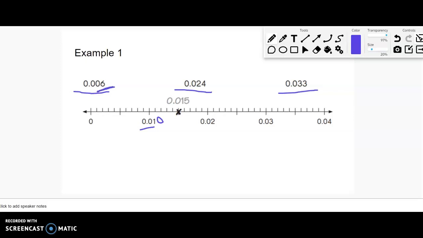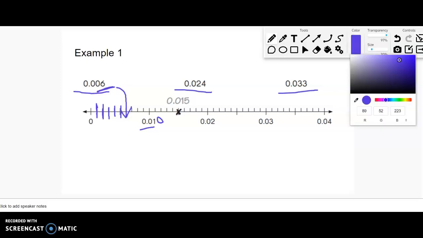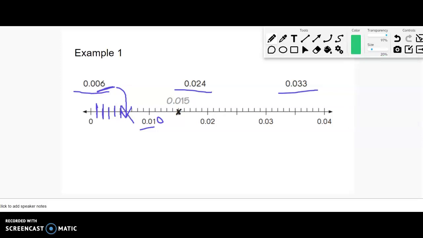So 100th or 10 thousandths. So if I have 6 thousandths, well, this is 1 thousandth, 2, 3, 4, 5. 6 thousandths would go right there. I'll mark it in a different color so we can really see. There we go. Right there was my 6 thousandths.